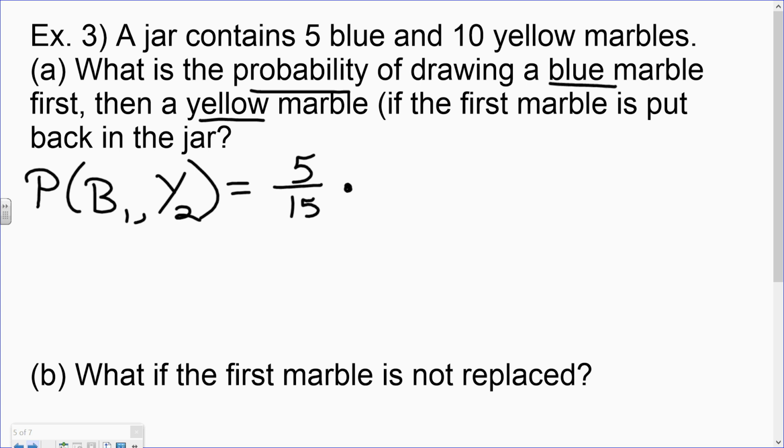Now I am going to put that marble back in the jar. So when I pick the yellow one, how many total marbles are in the jar? We're back to 15 in there. How many of those 15 are yellow?